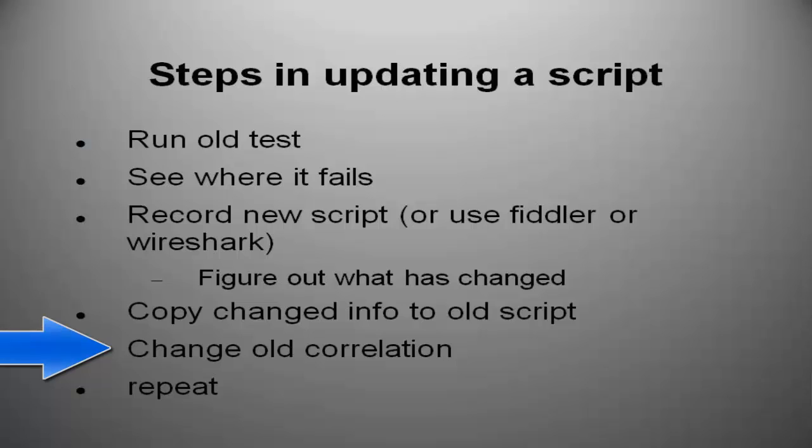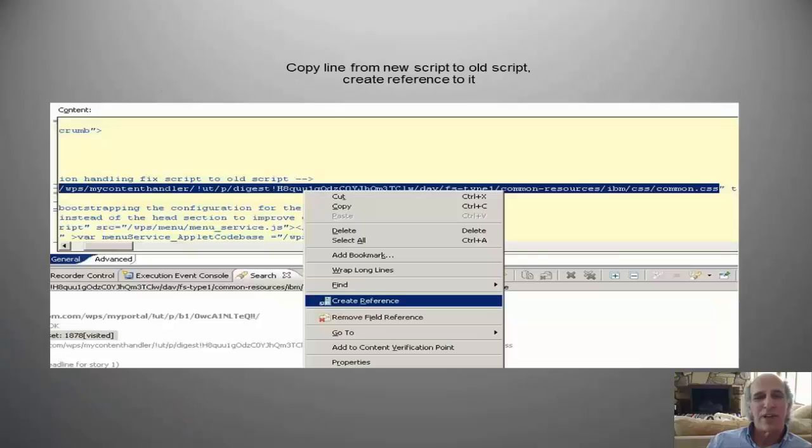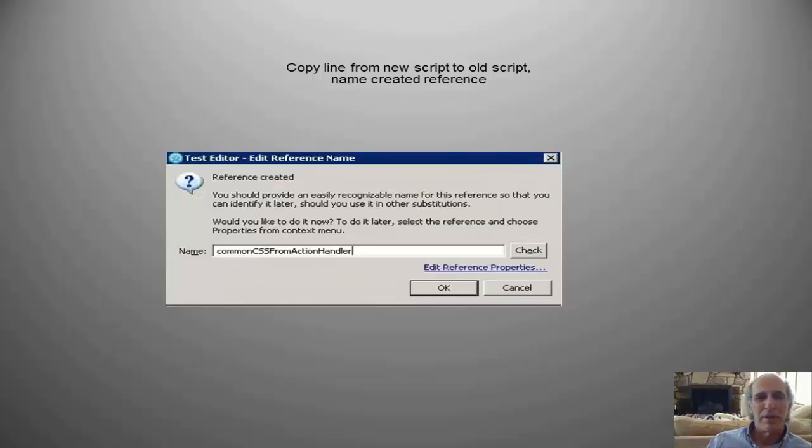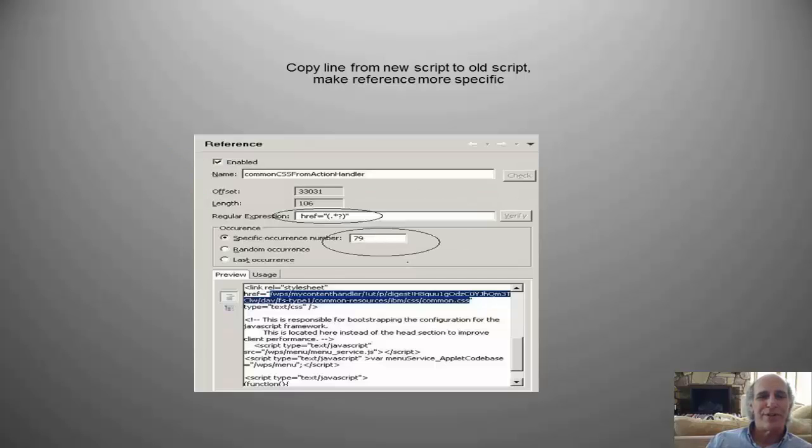And now I'm going to highlight that reference to common CSS in the old script that I just copied there, and I'm going to create a new reference, and I give it a name. Now by default it's creating a reference that says find the 79th href on the page, and that is terrible. That's very flaky. It might change in the next build. So I need to come up with an href that finds something more exact.